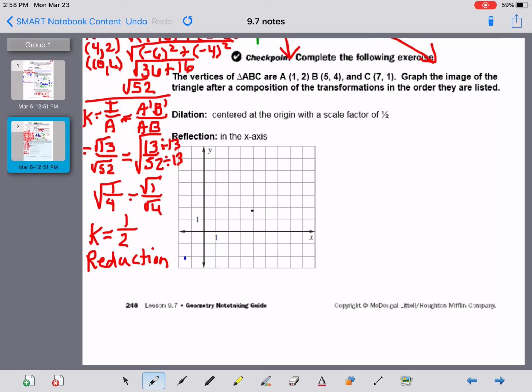Let's start first by just graphing our triangle. So I'm going to go to (1, 2) for A. Always, always, always label these points on your graph so we know what we're talking about. B is at (5, 4). And C is at (7, 1).